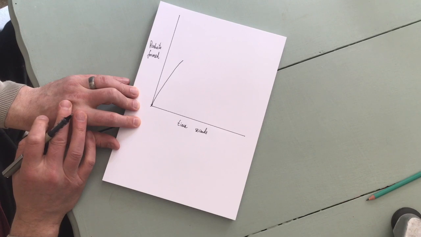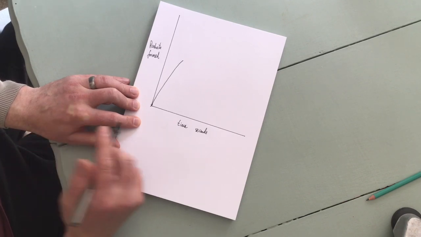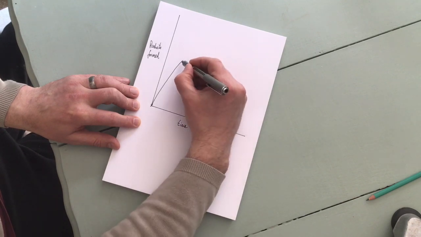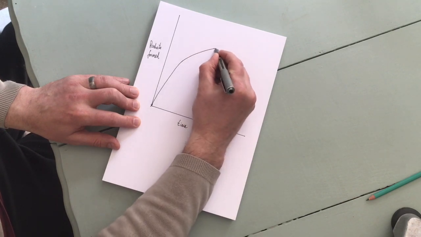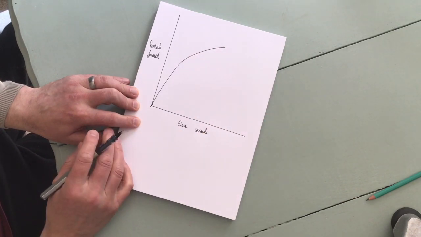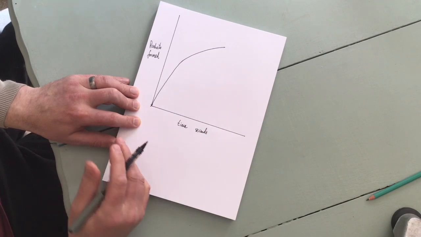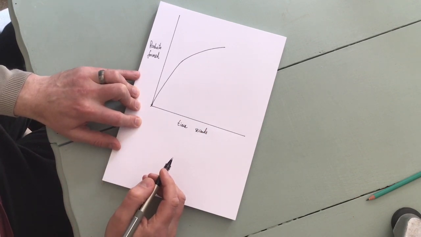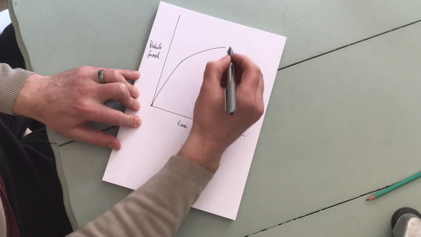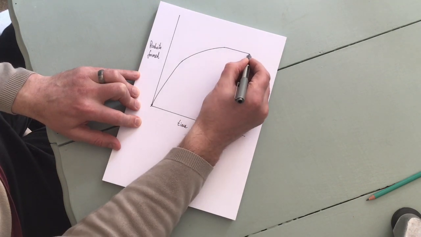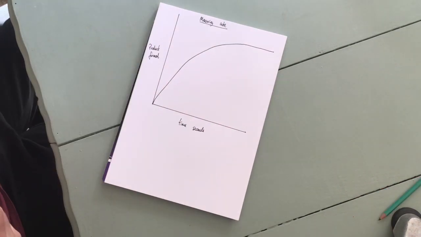But then what happens is as the reactants begin to get used up, the amount of products being formed at the same time begins to slow down. But eventually what will end up happening is that we will have no more products formed because all of the reactants have been used up. So our graph will then flatten off.